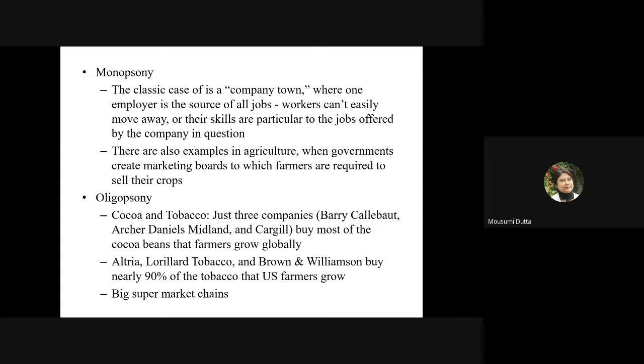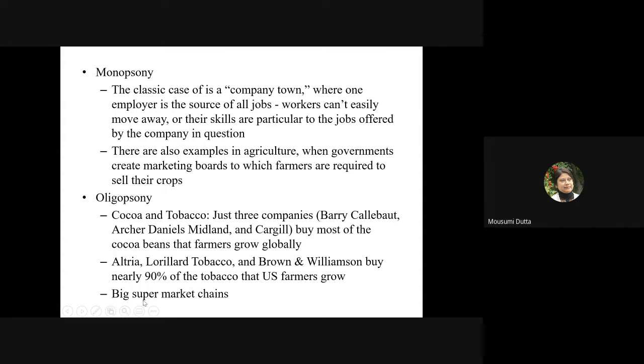Oligopsony, here I said few buyers, many sellers. If we consider the tobacco, in US there are 3 companies. These 3 companies buy almost the entire beans farmers grow globally. First, I am giving you the example of cocoa beans. For cocoa, we find these are the 3 companies buying most of the things.